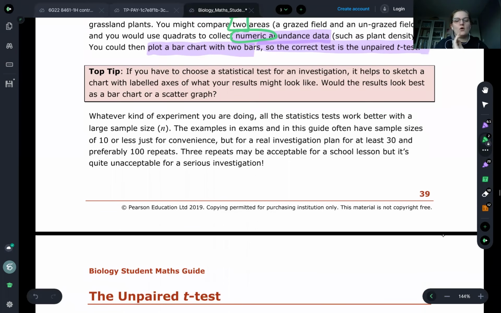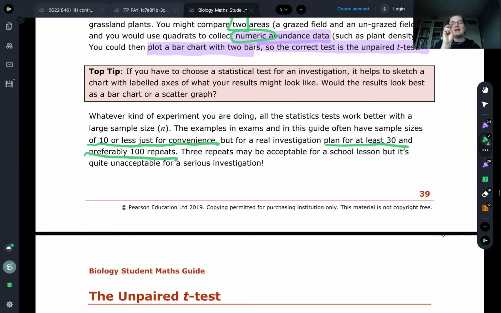Like I said earlier, whatever experiment you do, all statistical tests work better with a large sample size. The examples and exams in the guide often have sample sizes of 10 or less just for convenience. But for a real investigation, plan for at least 30 and preferably 100 repeats. 3 repeats may be acceptable for a school lesson, but it's quite unacceptable for a serious investigation. So if you're planning an experiment in an exam, go with at least 30, maybe just say 100. But in the exam, you're always going to be given data of 10 or less, because otherwise you'd spend a huge amount of time just working out means, for example.